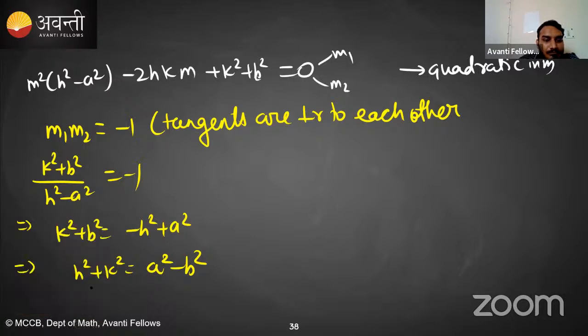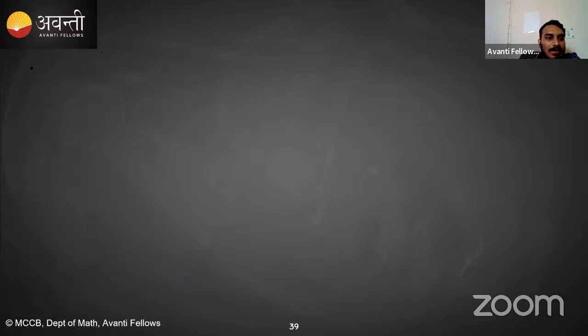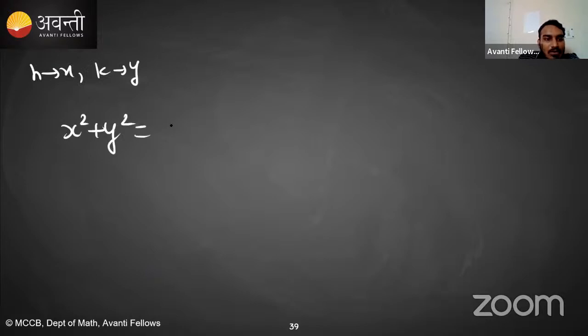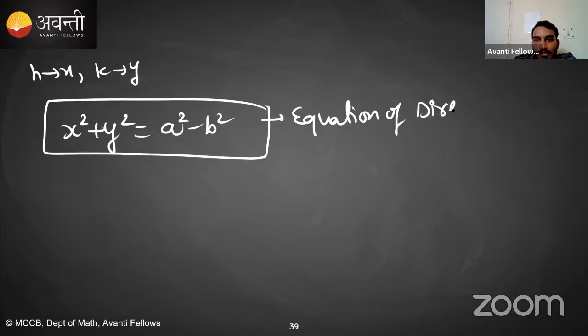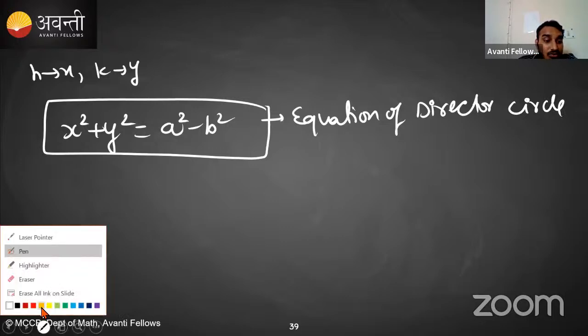Clear everyone? So at last replace h with x, k with y. So the director circle is x square plus y square is equal to a square minus b square. Is this clear everyone? Tell me quickly in the chat box. Clear? So this is the equation of the director circle. Clear?